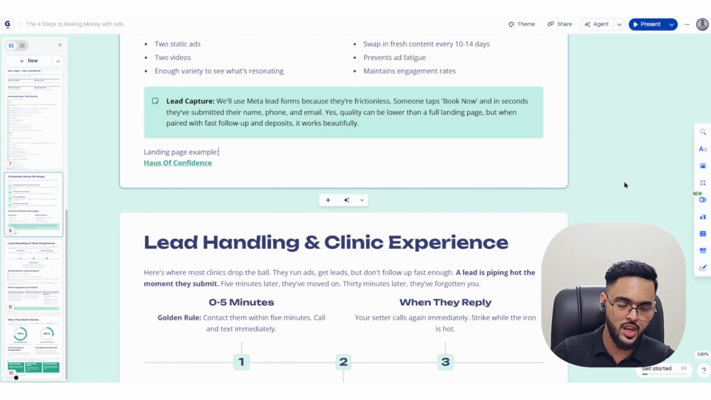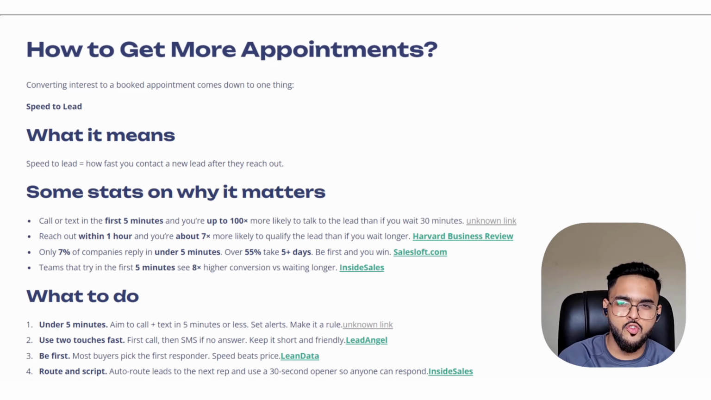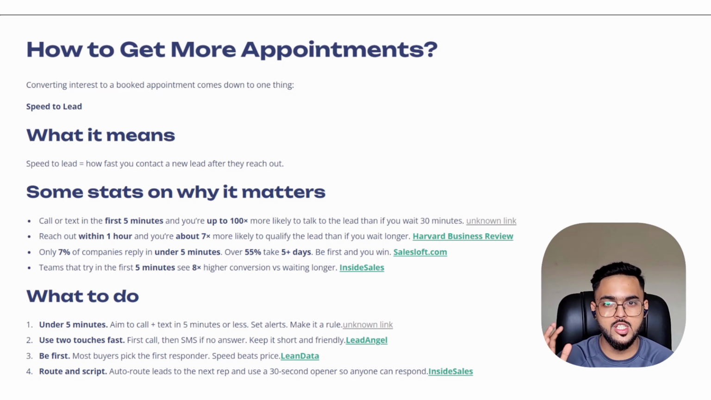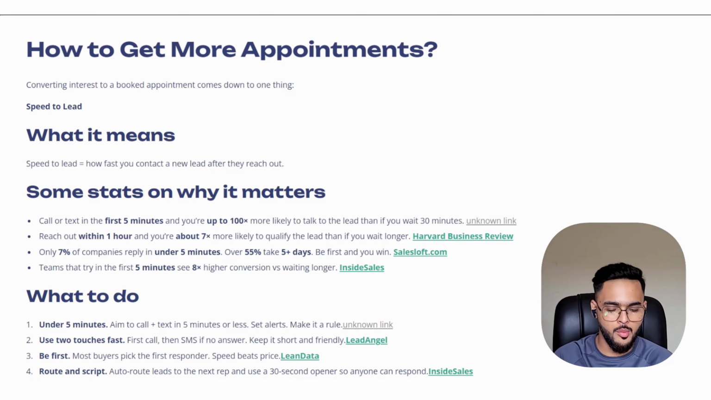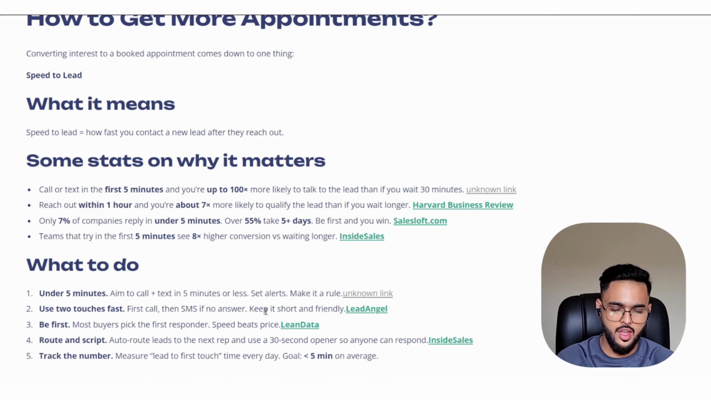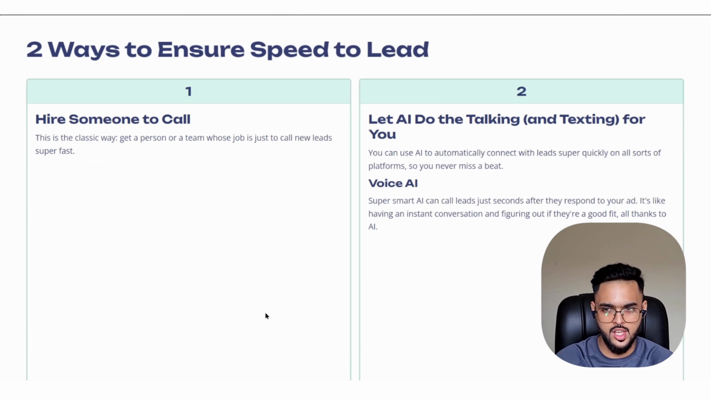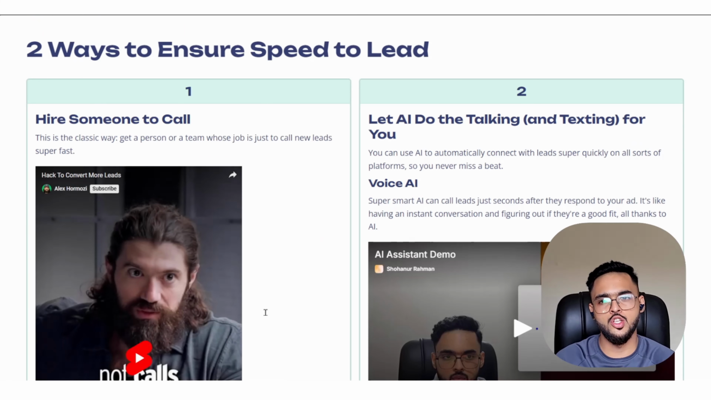Let's move on to the next step, which is getting the appointment. How do we convert someone who has raised their hand and shown interest into a booked appointment? And it really just comes down to one single thing, which is speed to lead. What you should be aiming for is to call and reach out to someone and book them in within 5 minutes of them showing interest. And I'm not going to go into that in this video. What I want to go into is how you actually ensure speed to lead.